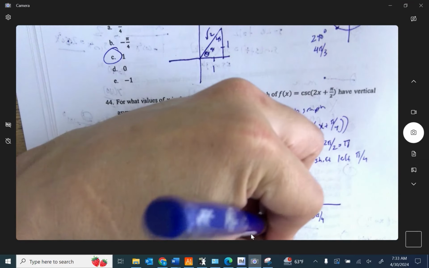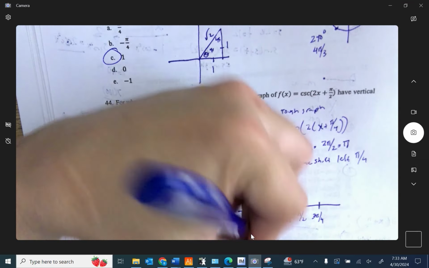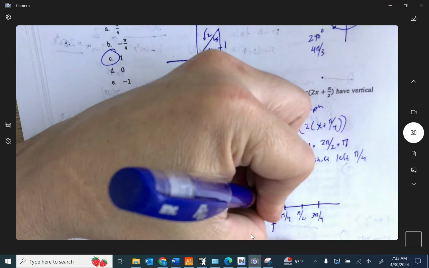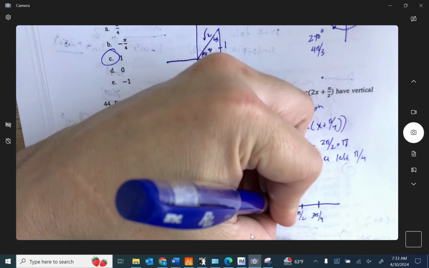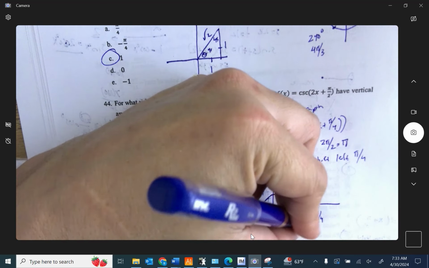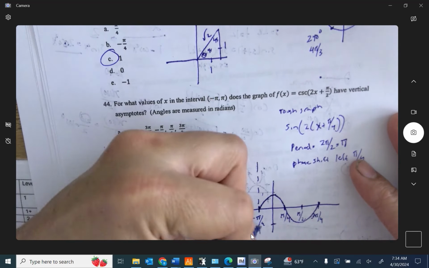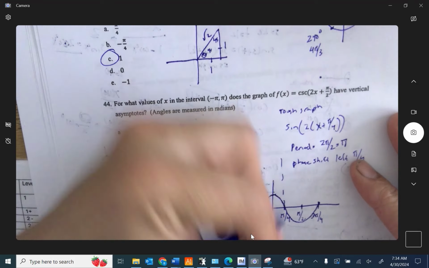Let's put our 1's in place. 1 and 1, negative 1 and positive 1. And the sine function starts in the middle, rises, falls, falls, rises. Perfect. Your asymptotes are going to be where you cross the x-axis.